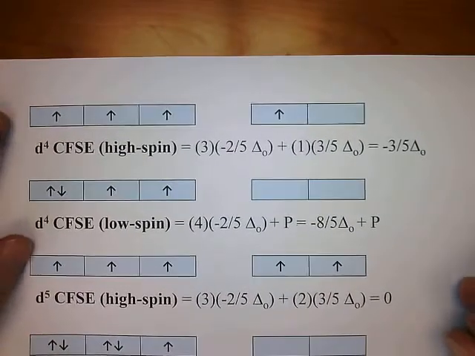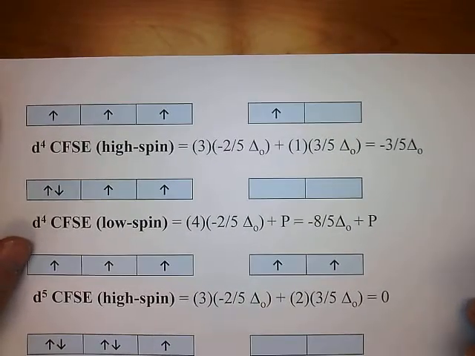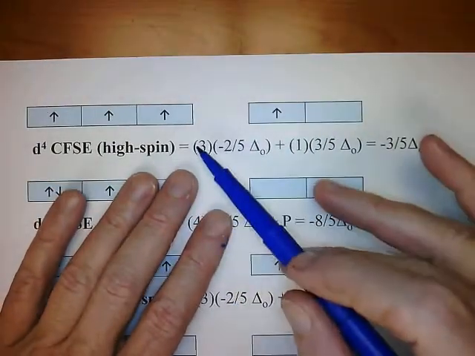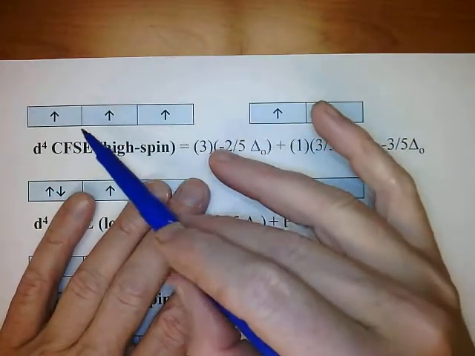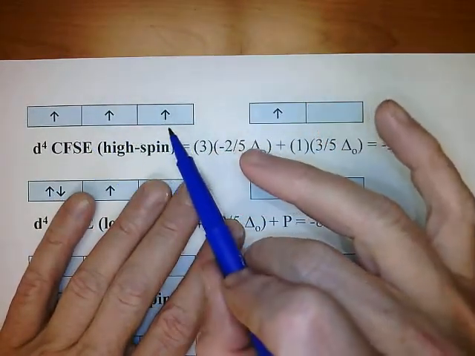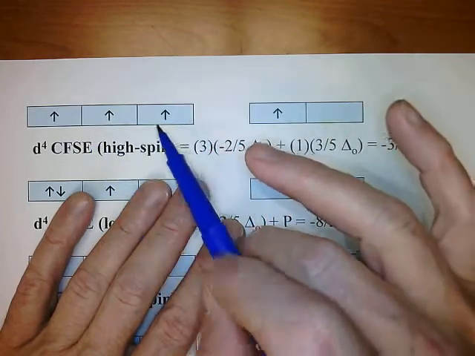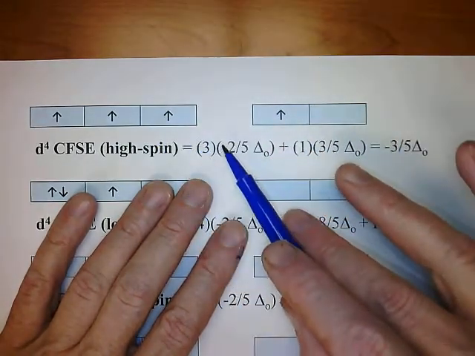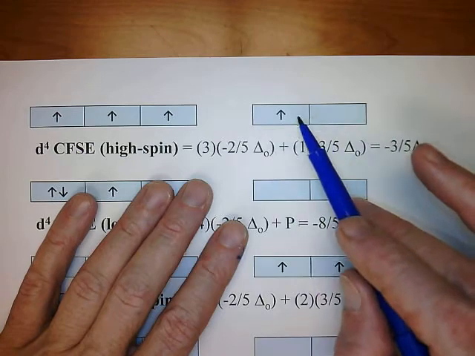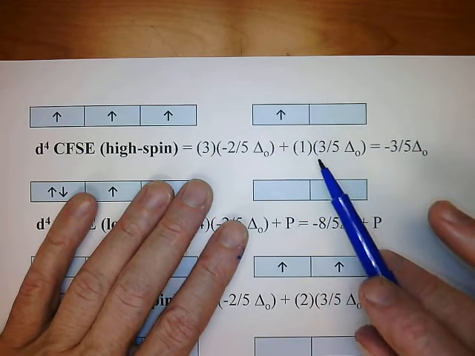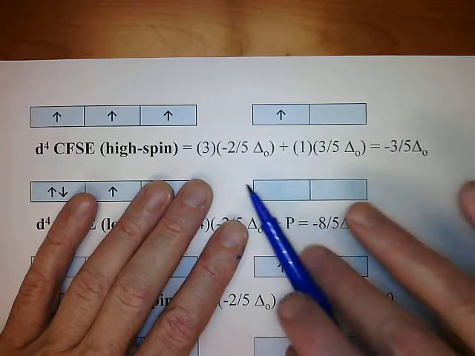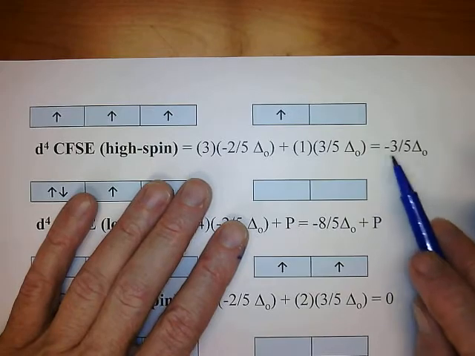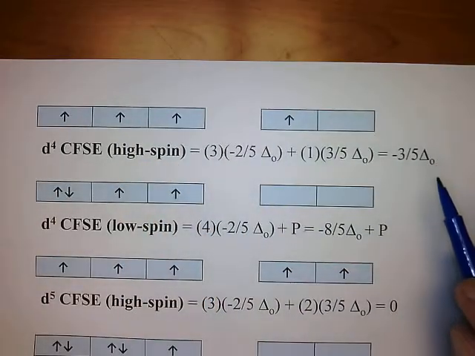So again, the D4 is the first case where we have two configurations. Let's do the high spin first. So what would be the stabilization energy for the high spin case? We've got three electrons that are lowered in energy and one that's raised in energy. You have three electrons lowered by 2/5 the field splitting plus one electron that's raised by 3/5 the field splitting, right? So that's minus 6/5 plus 3/5, or negative 3/5 times the field splitting.